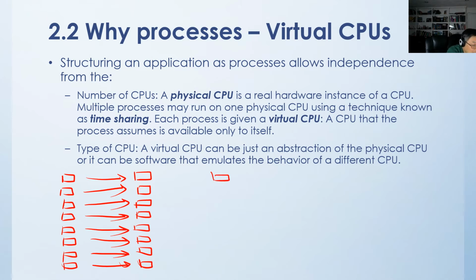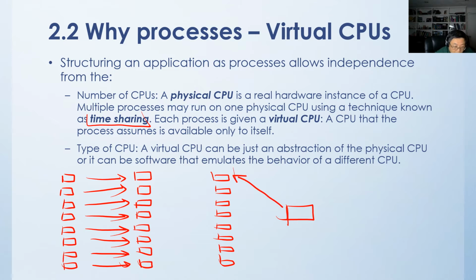Now, what about 8 processes running on a single CPU system? There's only one CPU. Then remember, we have a technique called time sharing. Time sharing is a technique used in multiprocessing. That means the CPU is going to execute one process at a time, and then after a certain period of time, the CPU is going to switch to the next process, and then switch to the next process.